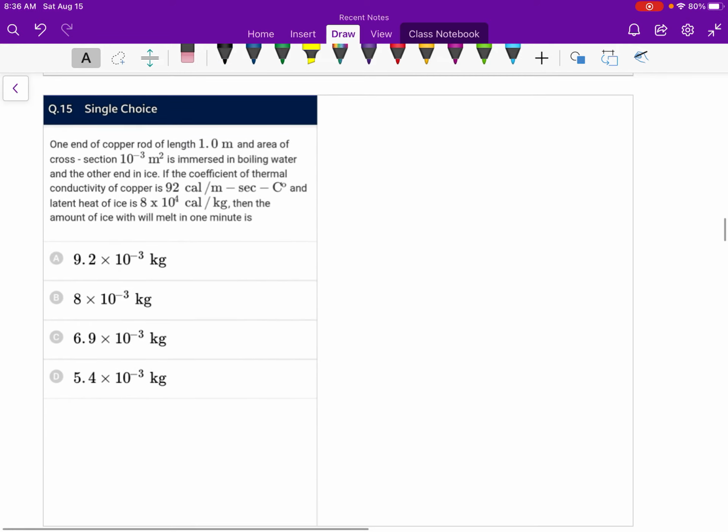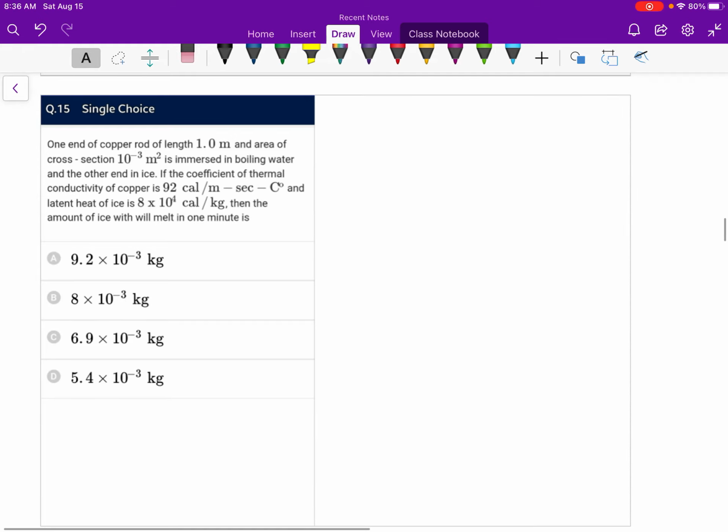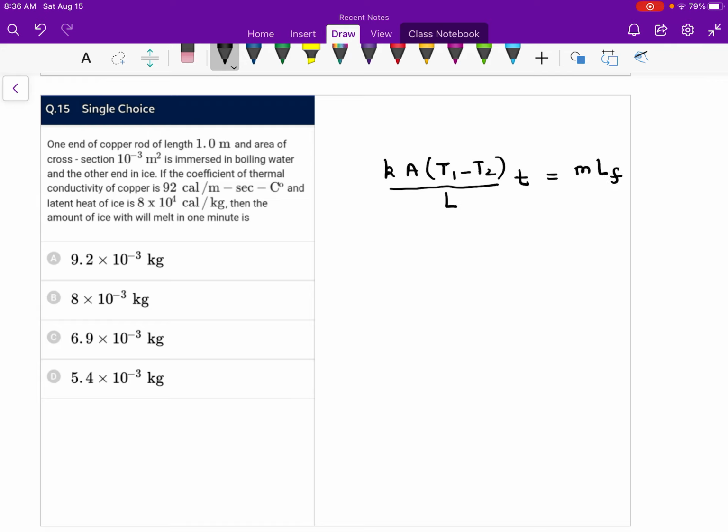One end of a copper rod of length this, coefficient of thermal conductivity this, the latent heat this, then the amount of ice that will melt in 1 minute. So the energy received in time t is KA(T1 minus T2) upon L. This is the heat current into t, and this goes into melting mass M. So M into LF, length is small l. So M is K, which is 92 calorie per meter per second per degree Celsius, 92.